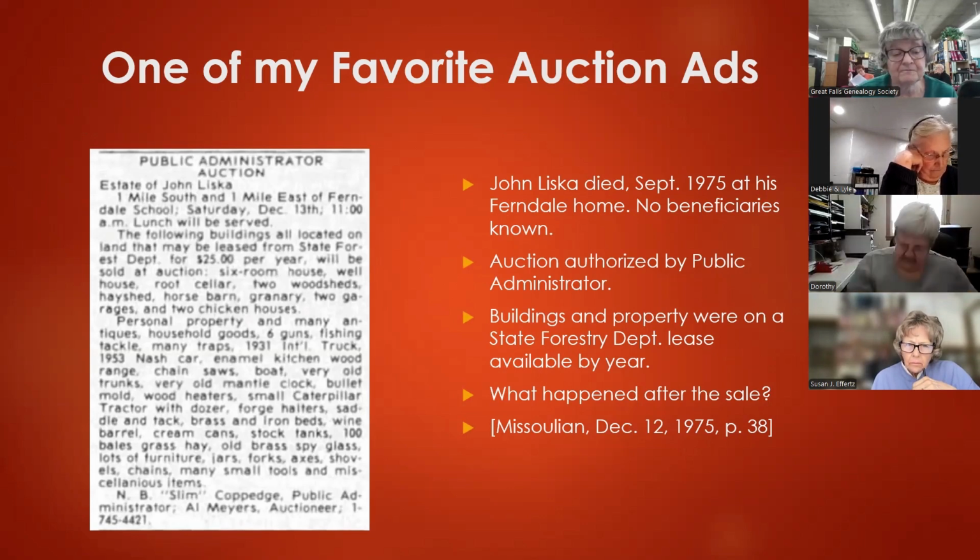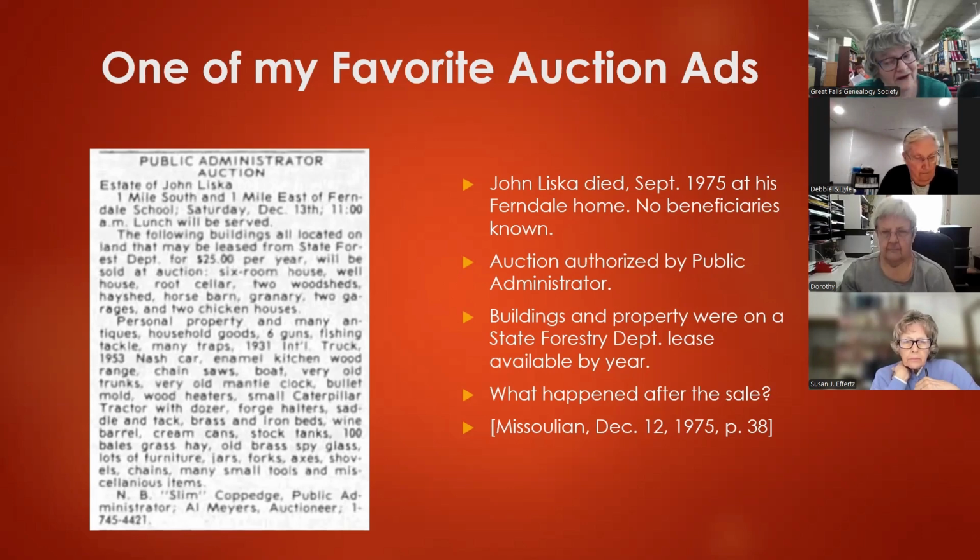So his estate went to a public administrator, even though he did have a type of will, but it just said, hey, sell everything. Well, the estate of John Liska was for sale 1 mile south and 1 mile east of the Ferndale School on December 13th in 1975. The buildings, this is fun, are all located on land that can be leased from the State Forestry Department for $25 a year. He was leasing that land at $25 a year. So anything he built through all the years had to either be moved or you had to take up that lease. And also, with the particular buildings.